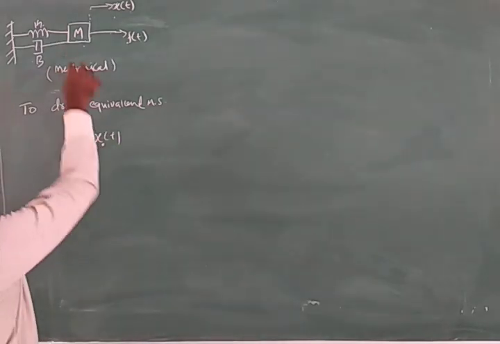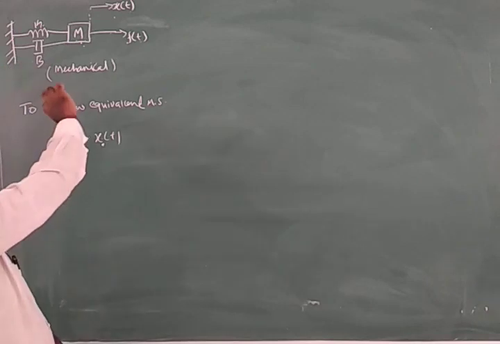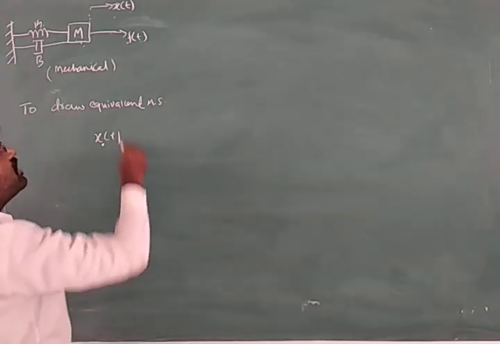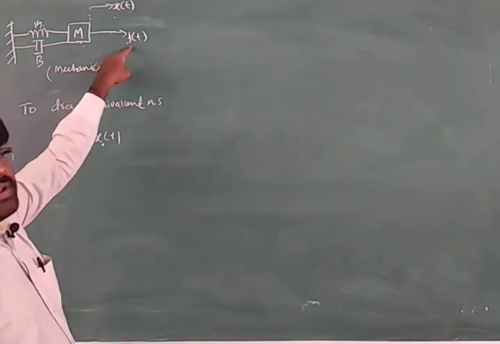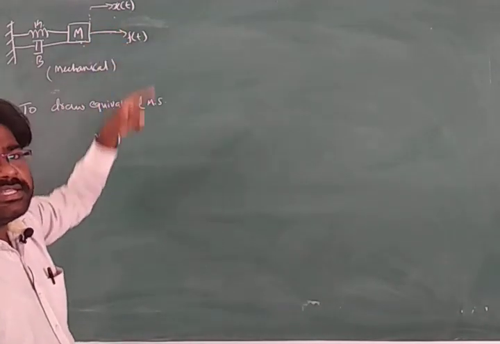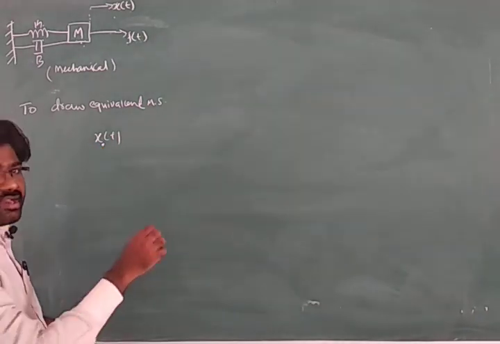So for x of t, M is getting influenced, K is also getting influenced, and B is also getting influenced. Along with this, the applied force is also getting influenced, because of the applied force only, displacement is taking place. So how to write that in the equivalent mechanical system? All we have to connect in parallel.